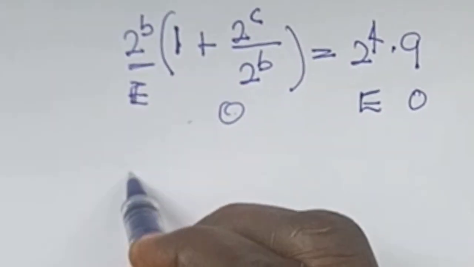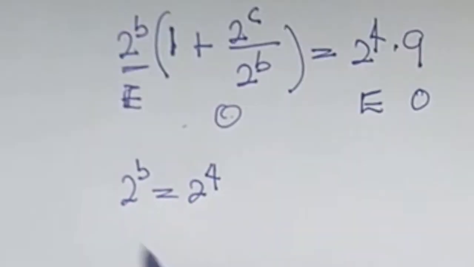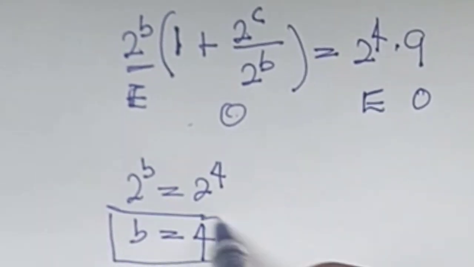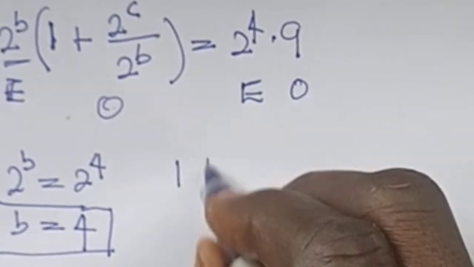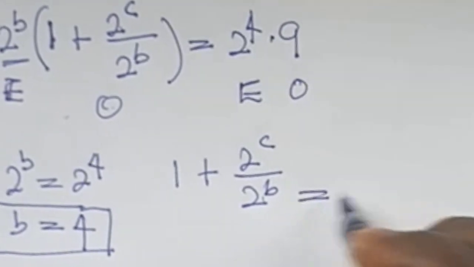So that 2 to the power of b will be equals to 2 to the power of 4. So that b will be equals to 4, since they have the same base. And for the odd, we have 1 plus 2 to the power of c over 2 to the power of b is equals to 9.